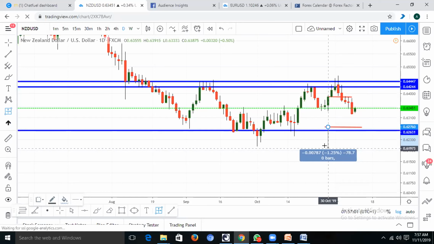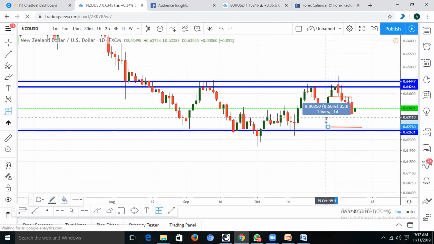0.61973. Now our first take profit is going to be, let's use 31 pip take profit. Let's not be greedy. Let's make our first profit first. So take profit 1, we'll say 0.63. That is our first take profit.